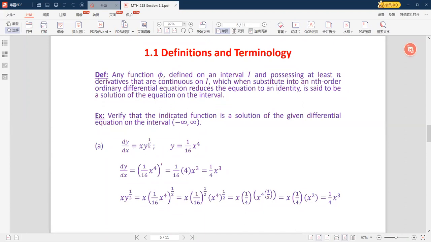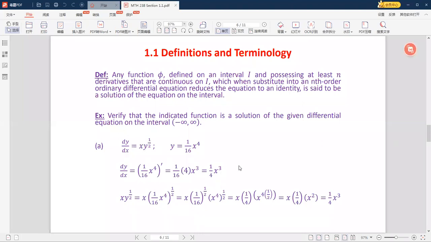So this is the differential equation. y is the function or dependent variable we need to solve for, and x is the independent variable. And the indicated function is y equals 1/16 x to the fourth. We need to verify that this function is a solution to the differential equation. What that means is, if you substitute this function y equals 1/16 x to the fourth into the differential equation, the equation should hold. That's what it means in this problem.